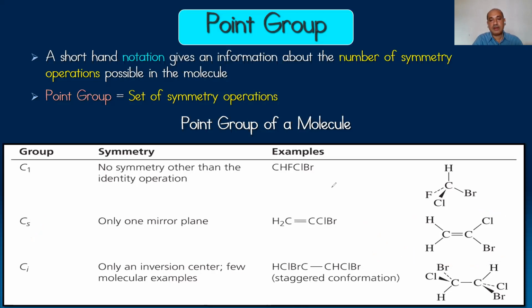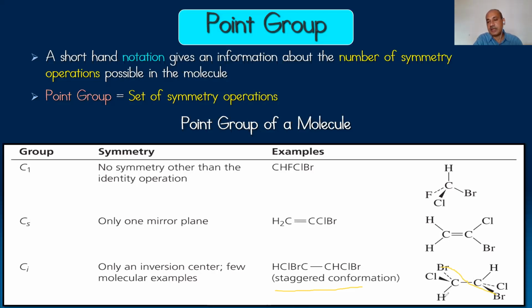Now the third example. This is the staggered configuration of this molecule. This molecule has identity, along with center of symmetry i. Look at this. If I start my journey from this bromine atom through the center, and on the other side of the center at the same distance I find the same bromine, then the molecule has a center of symmetry i.